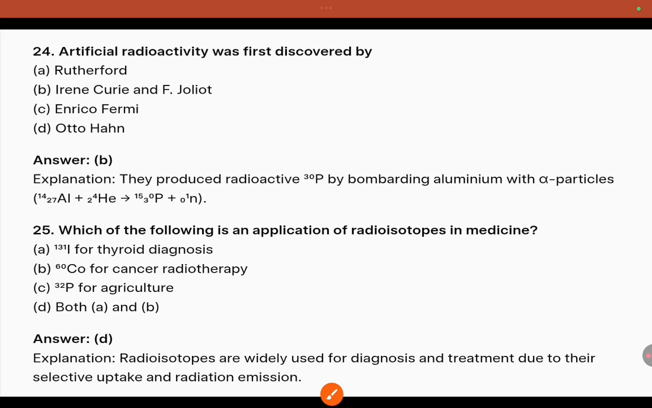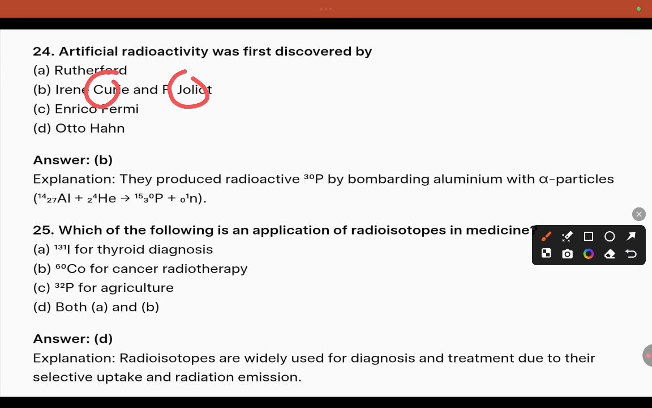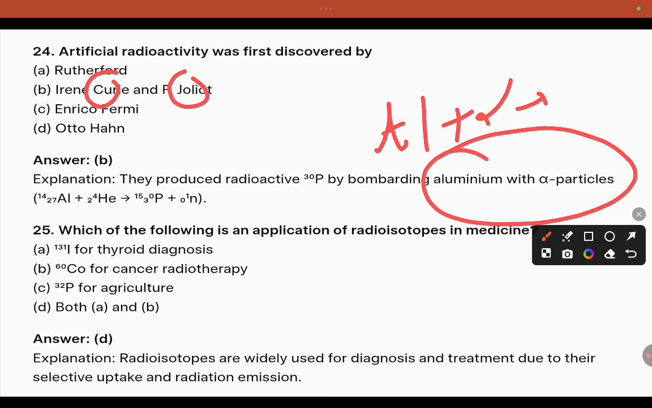24. Artificial radioactivity was first discovered by Curie and Joliot. They produced radioactive phosphorus by bombarding aluminum with alpha particles. Aluminum plus alpha will give phosphorus. This is about artificial radioactivity: aluminum-27 plus helium-4 gives phosphorus-30 and a neutron.